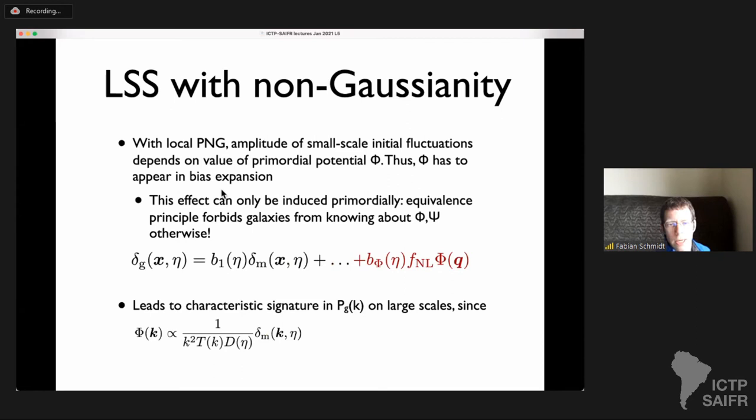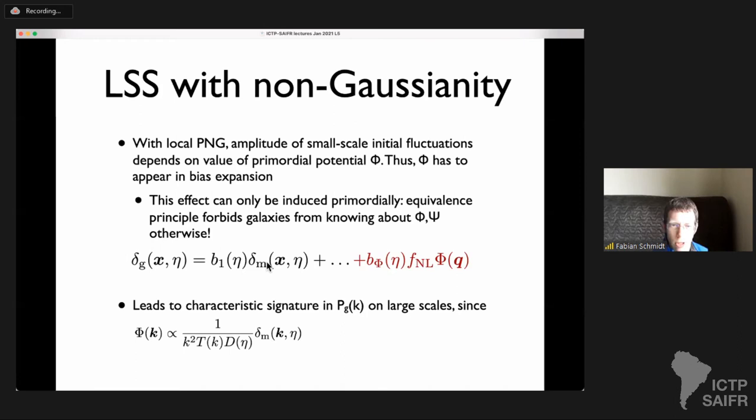So basically, the moral of the story is that now galaxy density at a given location also depends on the primordial potential at this location, or actually at the location corresponding to the position of the galaxy in the initial conditions. So it's q rather than x, but that's a technical detail. So what is so special about this particular term, right? First of all, it's only there, of course, if f_NL, the amplitude of this non-Gaussianity, is non-zero. It is so special because if you think of the relation between phi and the density, say in the linear bias term, there's a 1 over k squared in between, right? So this term becomes huge relative to this on large scales.